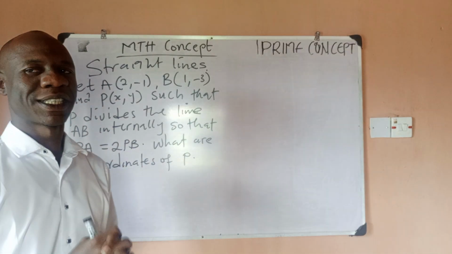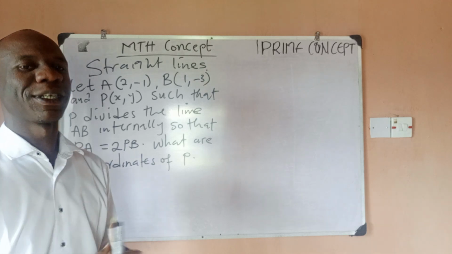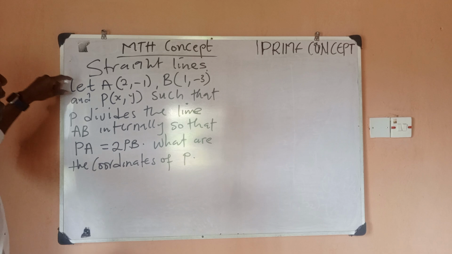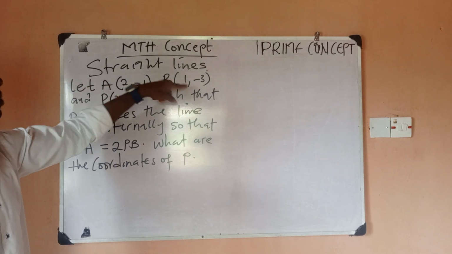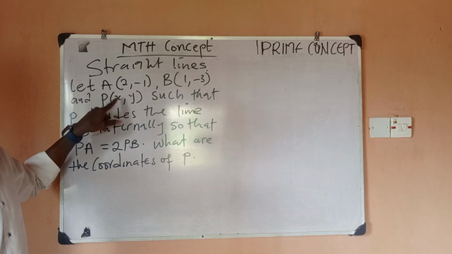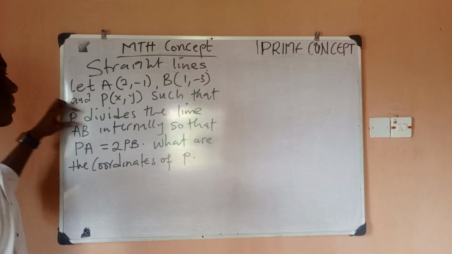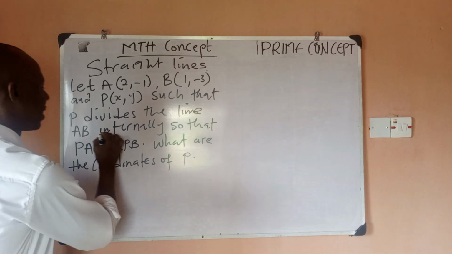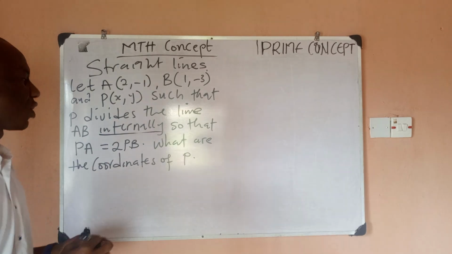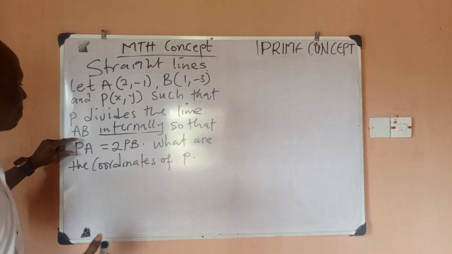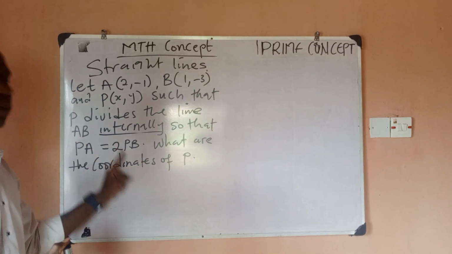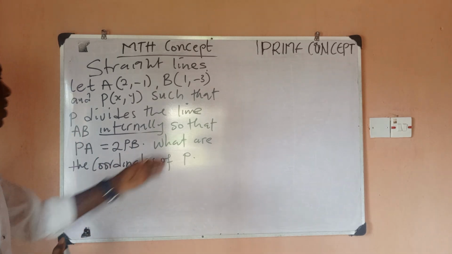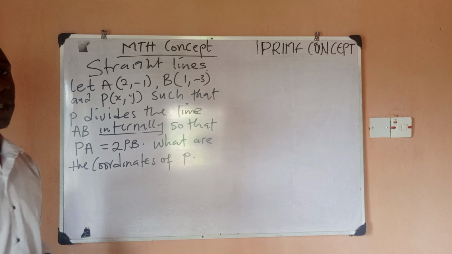In this video, we want to analyze a problem under straight line, which is a very simple thing. The question says, let A be this, B be this, and P has coordinates (x, y), such that P divides the line AB internally. So it means we are dealing with internal division, so that PA equals 2PB. What are the coordinates of point P?